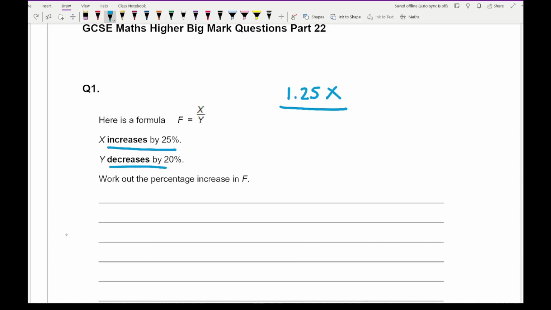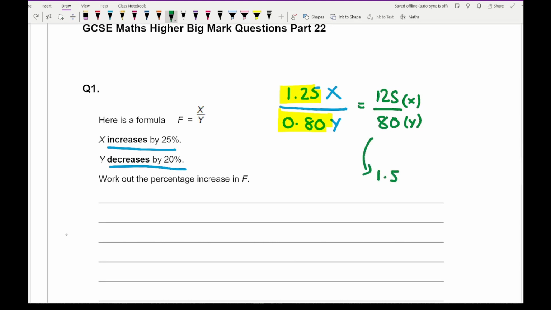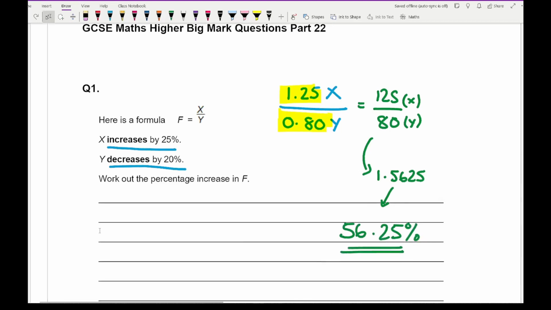Then how do we decrease something by 20%? Well, we multiply it by 0.8, so that's going to be 0.80y. And then we need to work out the decimal equivalent of 1.25 over 0.8. This is going to be equal to 125 over 80. You could write the x and the y, although it's completely optional whether you write that. Working this out, converting it as a decimal, is going to be 1.5625. Now that as a percentage increase refers to 56.25%, and there is our final answer.